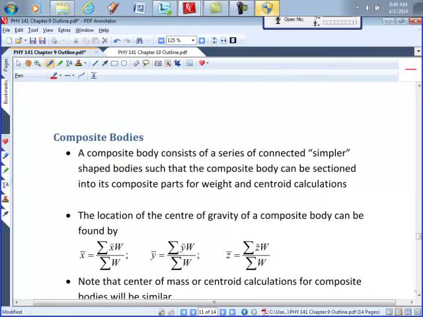So the formulas are very similar to the ones we looked at for the continuous objects, except instead of being integrals, they're sums. So each of these x tildes is the centroid, the x centroid, the y centroid, the z centroid of the piece of the composite body. And each of these weights are the composite pieces. So if I add up all of the composite weights, then I end up with the total weight, which is what we're going to be dividing by here. If I add up all of these moments, we end up with the total moment. Through the division, we end up with the centroid.